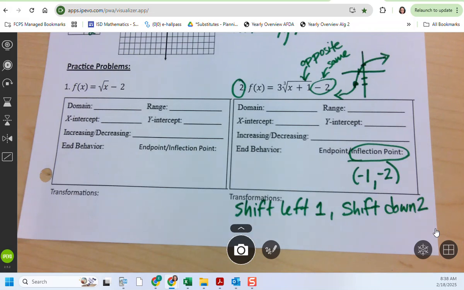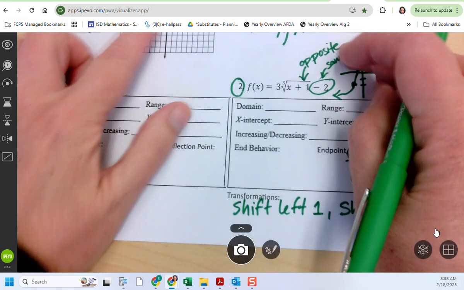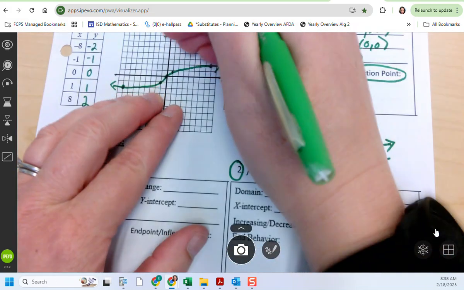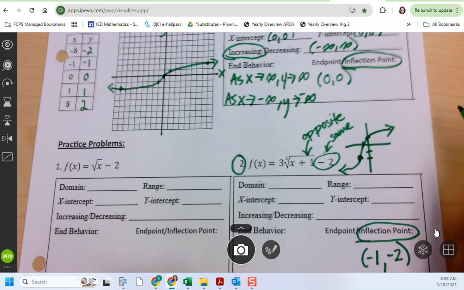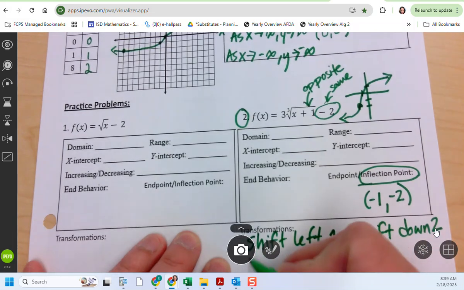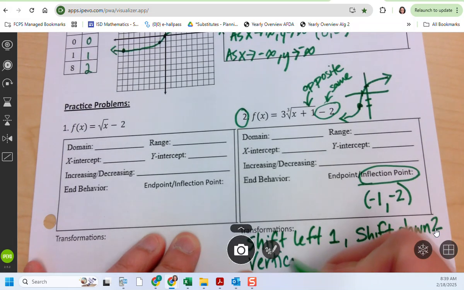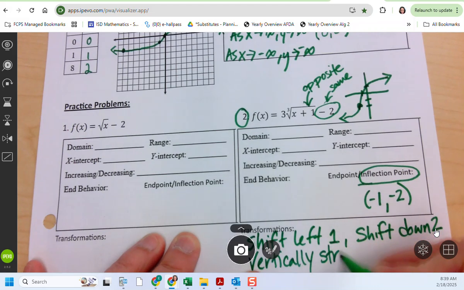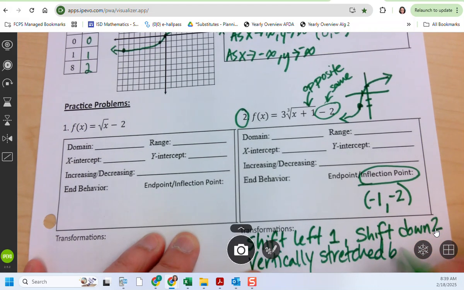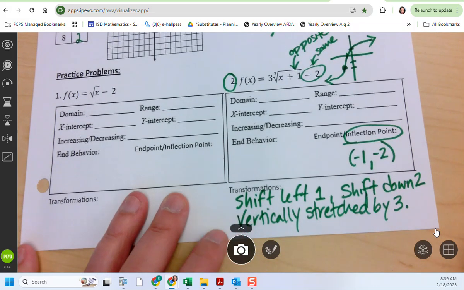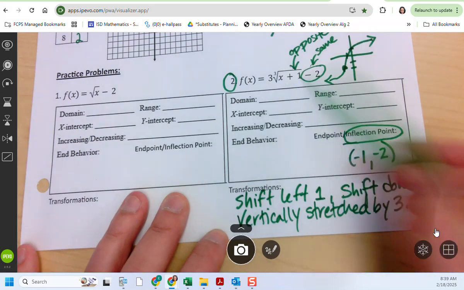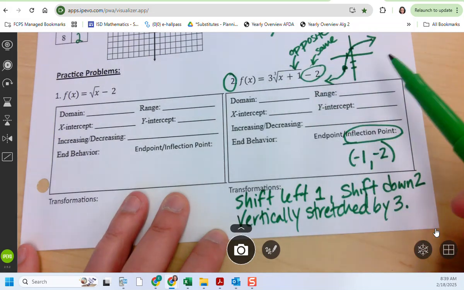All right. In this case, the 3 does stretch it. So that was definitely a good educated guess there. Our graph, notice how this one was kind of more compressed up here. You see it? And then our graph got taller in both directions. So it got vertically stretched by 3. So those are the 3 transformations: one from the +1, one from the -2, and then one from the ×3.